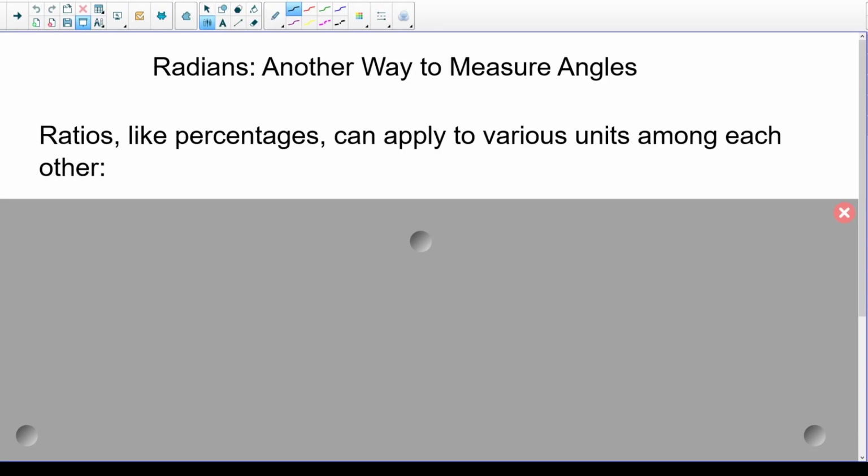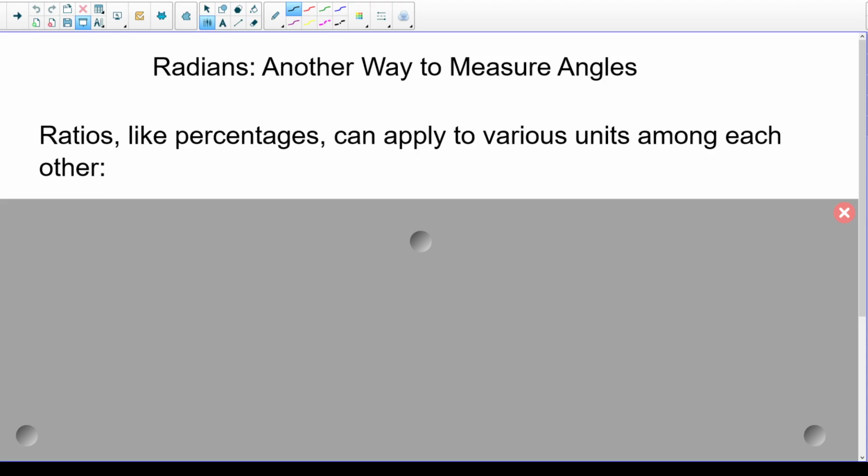So hello everyone. Today we're going to be looking at another way to measure angles, which is called radians. Radians are used quite a bit in math and science at higher levels. Therefore, it's really important to start seeing them as soon as possible, and this is as good a time as any. We're going to have to warm up a little bit to get there, though.